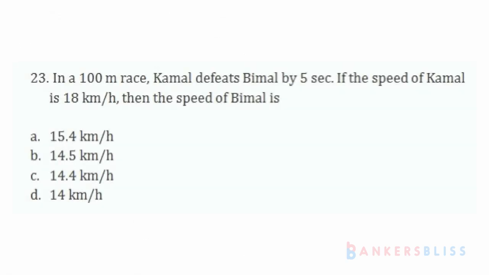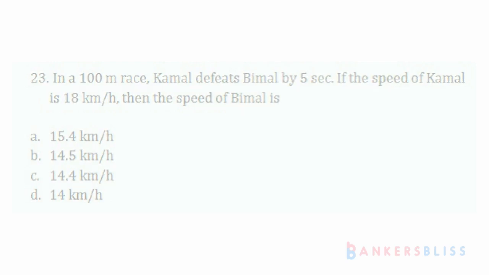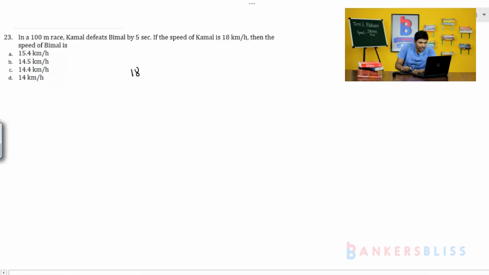Problem number 23. In a 100-meter race, Kamal defeats Bimal by 5 seconds. If the speed of Kamal is 18 km per hour, then what is the speed of Bimal? See here, in a 100-meter race, Kamal is defeating Bimal by 5 seconds. See here, 18 km per hour. If you convert to meter per second, then it will be 5 meter per second.